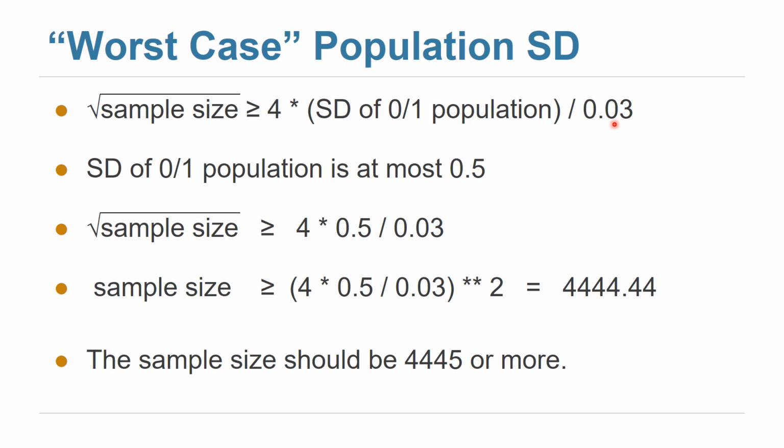But what is the cost for that? The cost for that is that I need a larger sample to get that accuracy, to get that narrower confidence interval or smaller confidence interval.